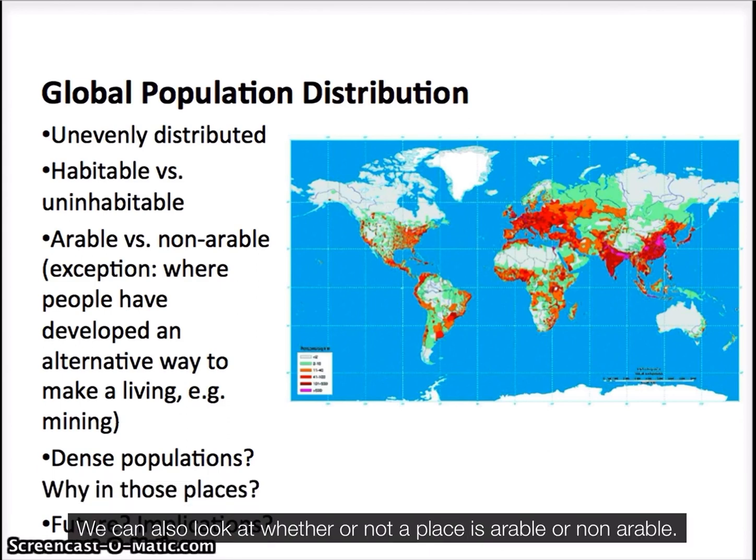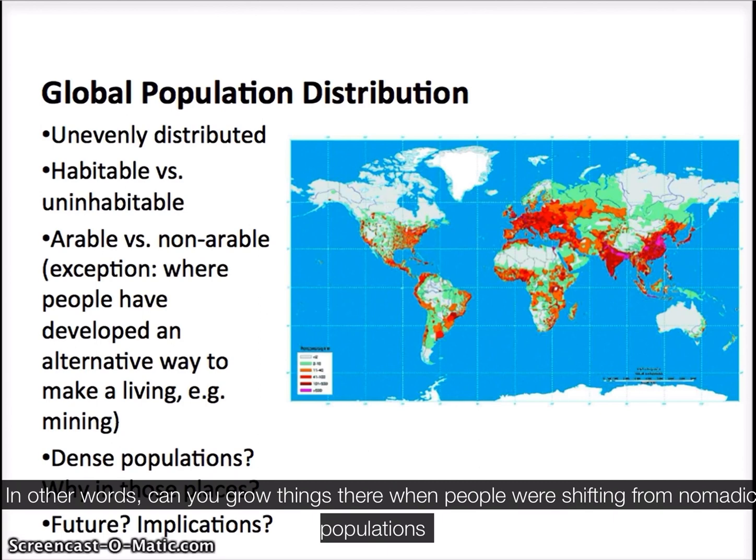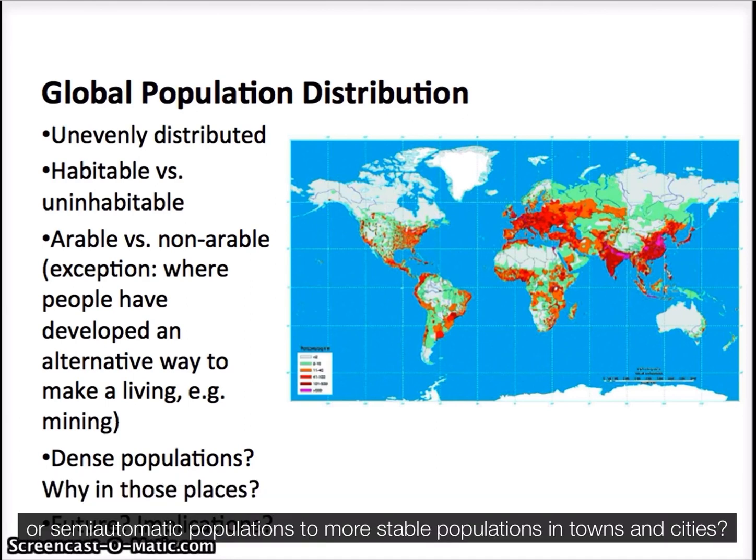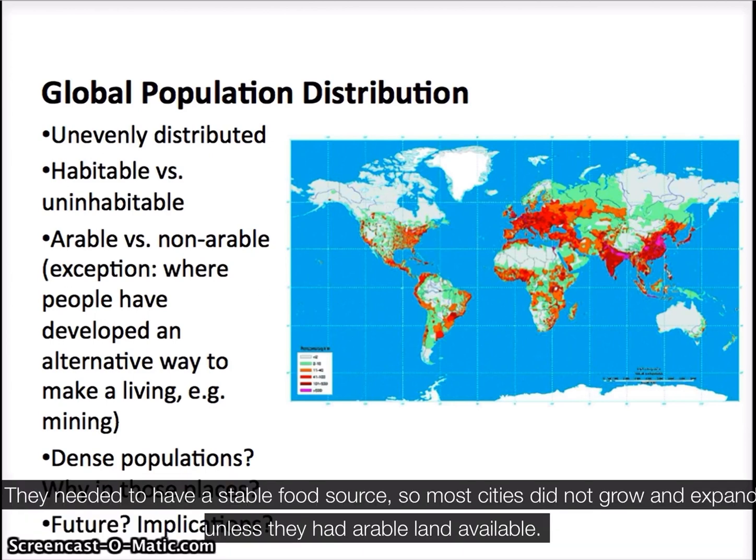We can also look at whether or not a place is arable or non-arable. In other words, can you grow things there? When people were shifting from nomadic populations or semi-nomadic populations to more stable populations in towns and cities, they needed to have a stable food source. So most cities did not grow and expand unless they had arable land available.